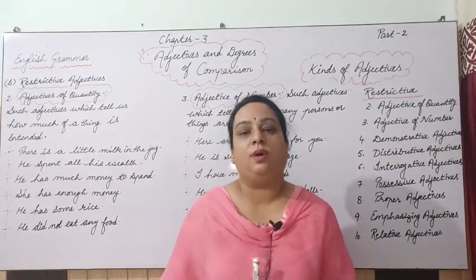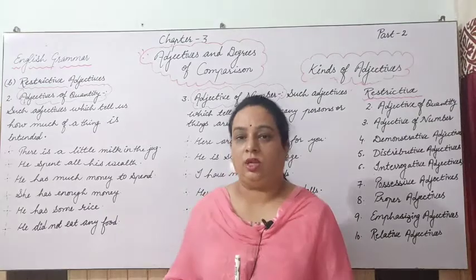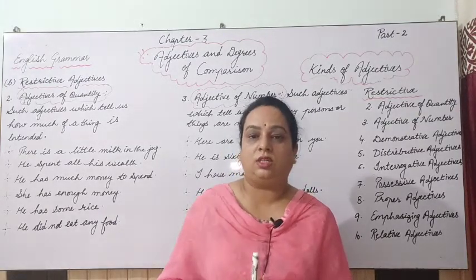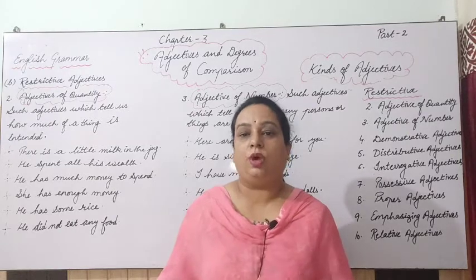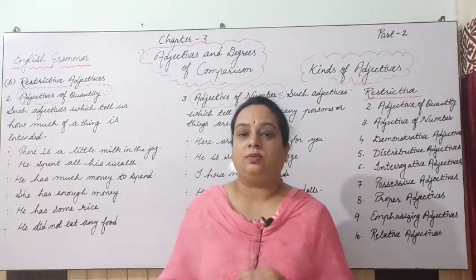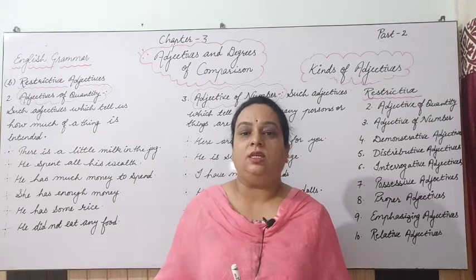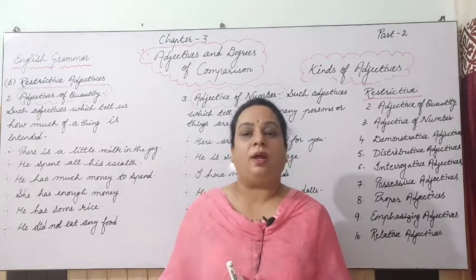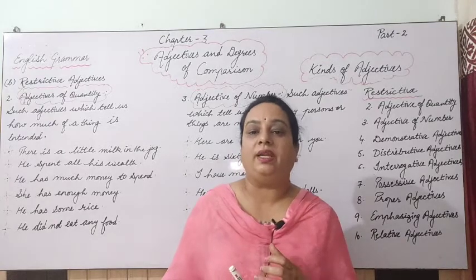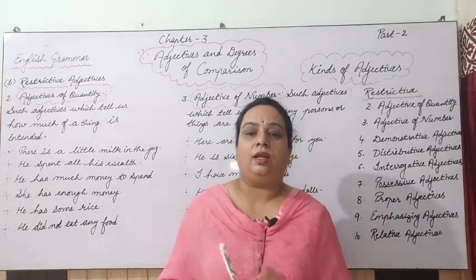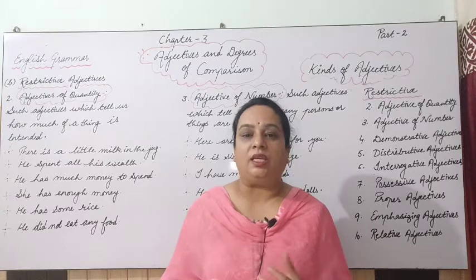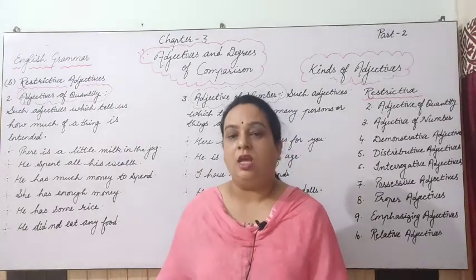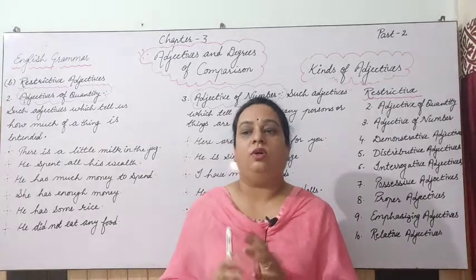After that we learnt about the first kind. As I told you in the last video also, the kinds of adjectives are divided into two parts. One is descriptive and the second is restrictive. So we completed descriptive, which has only one part, that is adjective of quality, and we learnt that it tells what kind of the noun or the pronoun we are talking about, right? So that is called adjective of quality.